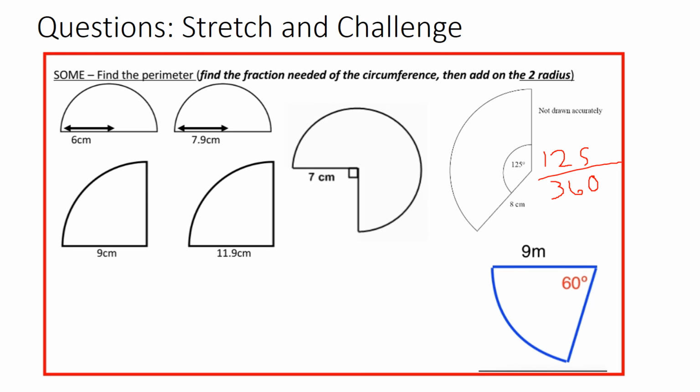This one works in the same way, but this time we've got 60 out of 360 degrees. So you need to work out the circumference, and then to get this bit here, we want 60 360ths. So take your circumference, and if I was doing it, I'd divide it by 360 and then times it by 60. And then we need to add on our 9 meters and our 9 meters to get the perimeter. Okay, hope that helped.